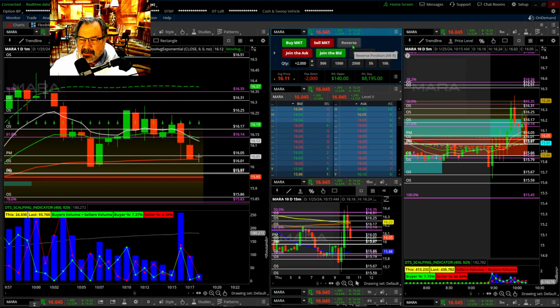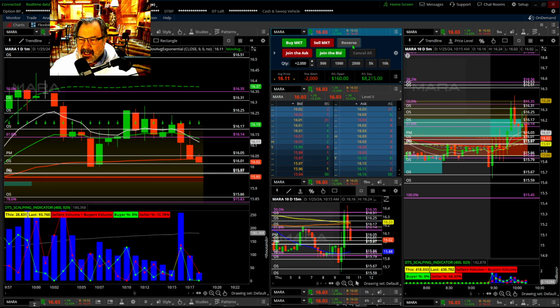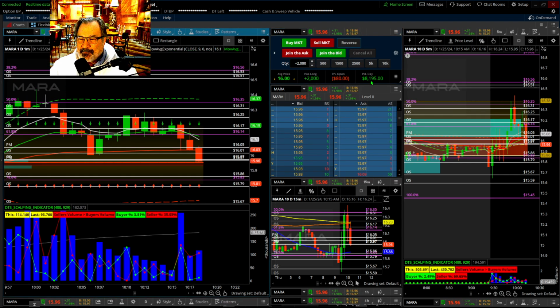Both the 15 and the 5-minute are saying go down. We're hovering on top of the VWAP, right at $16 even. This is a good trade. I'm going to take that. Where did I get that at? 16 even. Is it going to break? Well, I banked it enough where I took a shot.